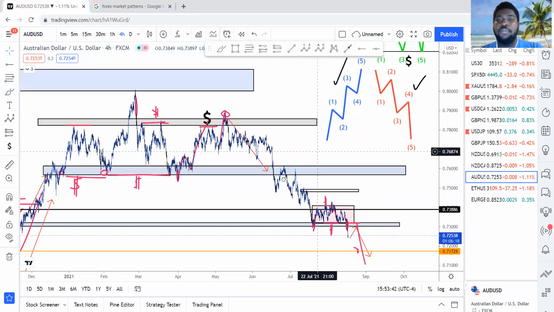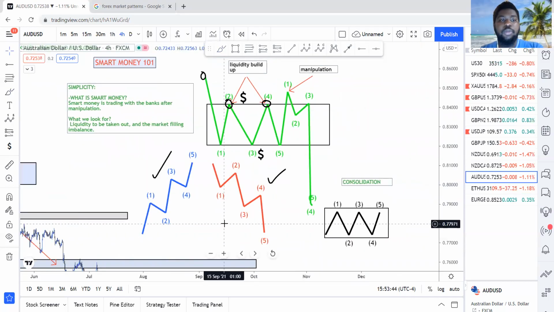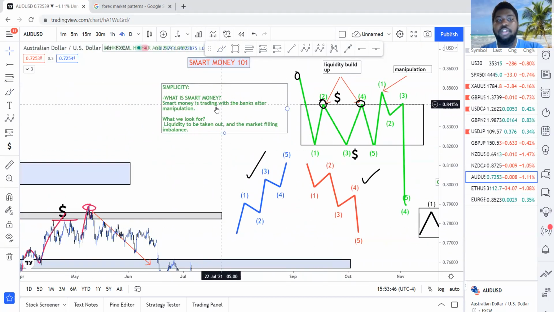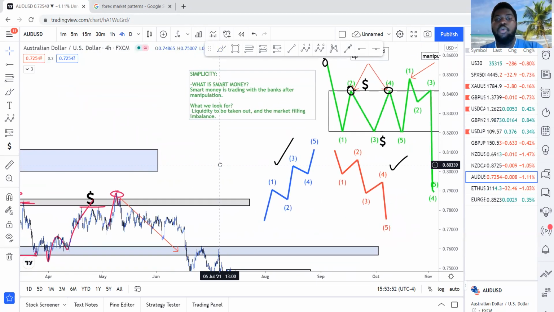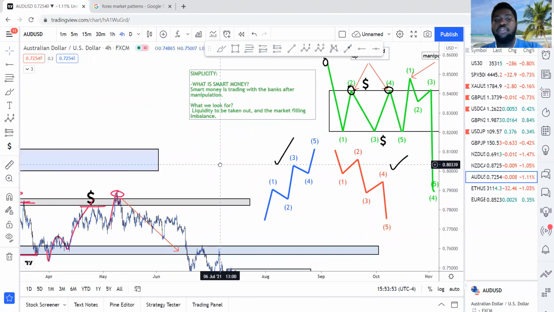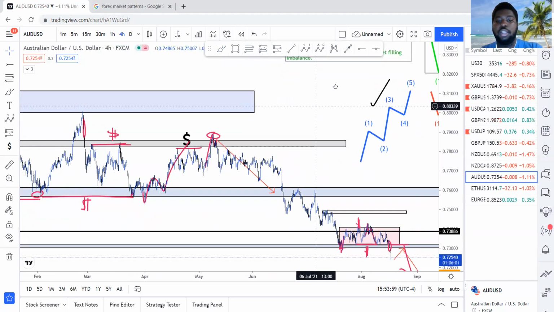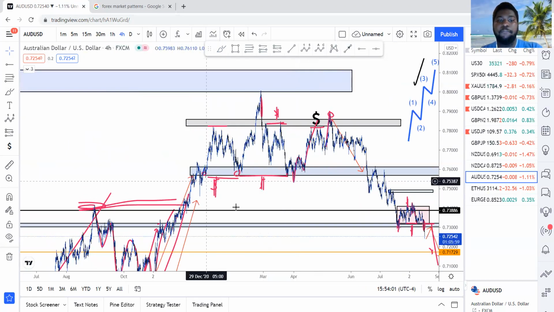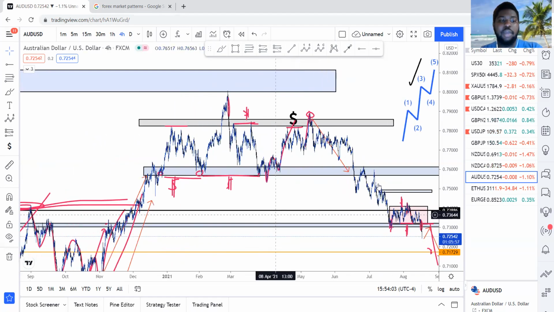Right, that's the training. Once again, we talked about what is smart money. Smart money is trading with the banks after manipulation, guys. After manipulation, right? What are we looking for? We're looking for liquidity to be taken out and the market filling imbalances, right? That's all we're looking for, right? Does anyone have any questions?